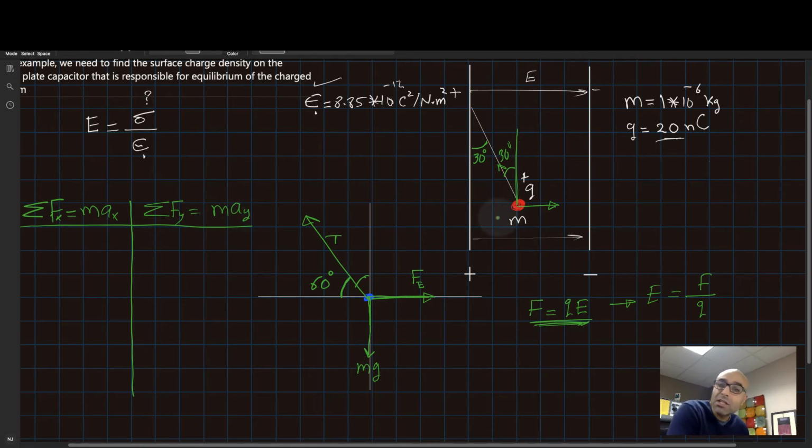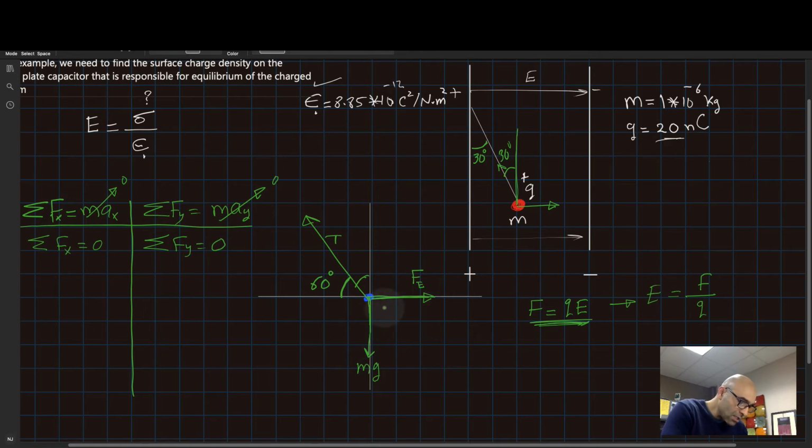Remember, this object is in equilibrium. Equilibrium means that it's not moving, or it's moving at a constant velocity. In both cases, the acceleration is 0. So this is 0 and this is 0. Okay? So basically, we ended up with summation over all the forces in the x direction is equal to 0, and summation over all the forces in the y direction is equal to 0.